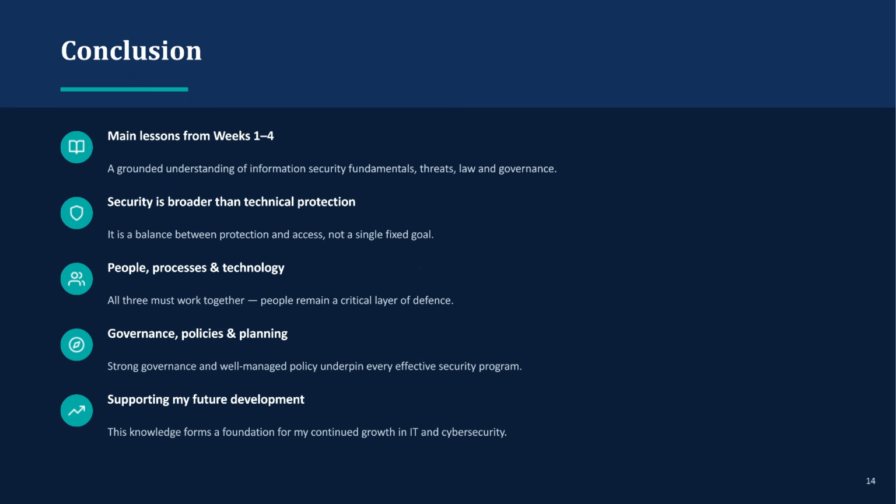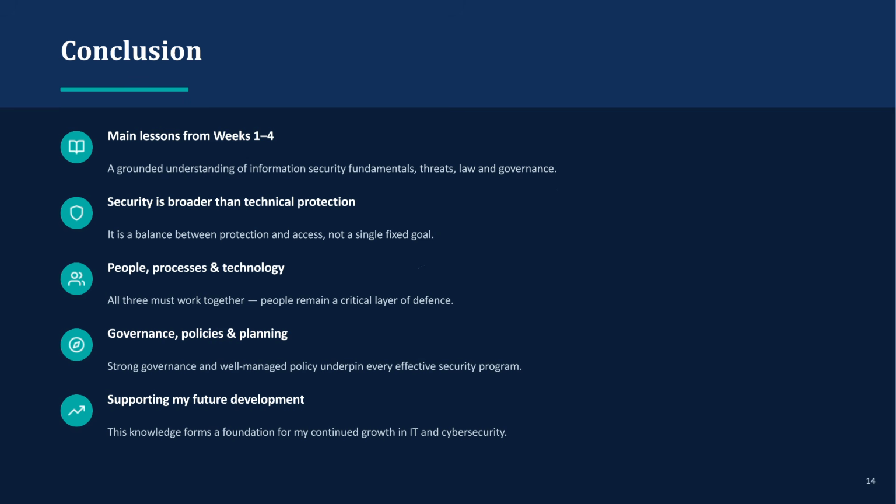I also learned that security is an ongoing process. Organizations need to continuously identify risk, improve their controls, and prepare for possible incidents. Another important lesson is that people can be both a security risk and an important part of the security system. Good training and awareness can help reduce human mistakes. Finally, I learned that good governance and planning are necessary for an organization to protect its information and continue operating during difficult situations.